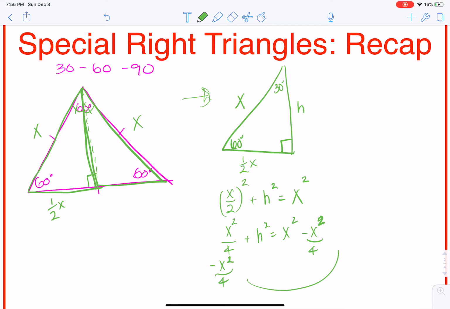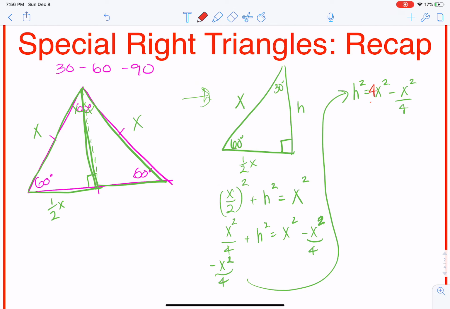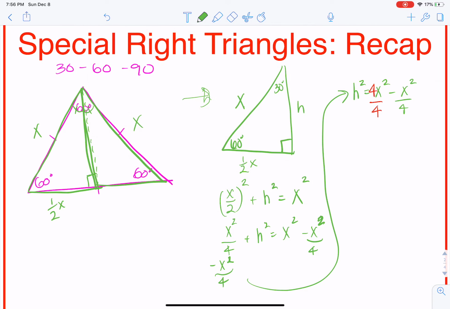And let's move on up over here. So I'm left with h squared is equal to x squared minus x squared over 4. So let's come in here and call this 4x squared over 4. So I'm making a common denominator. So h squared is equal to 3x squared all over 4.